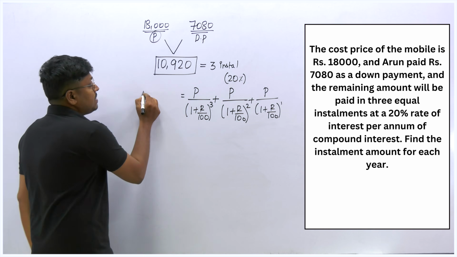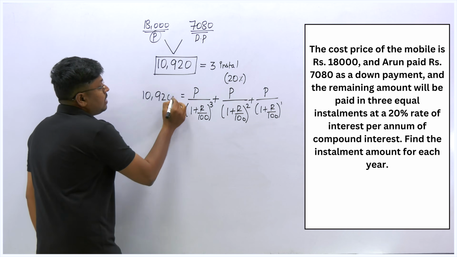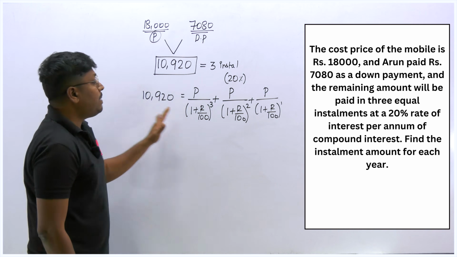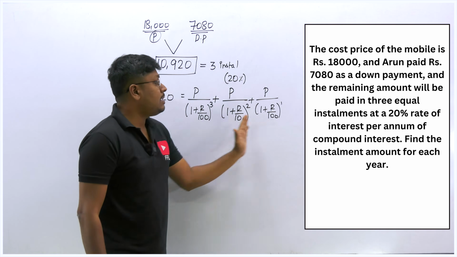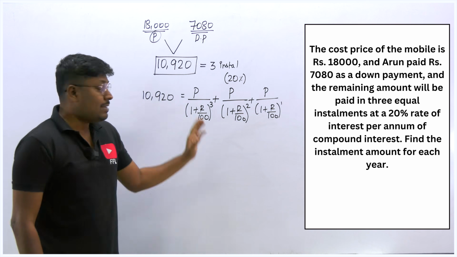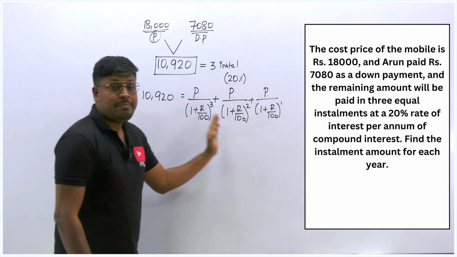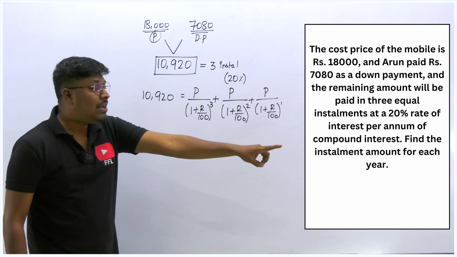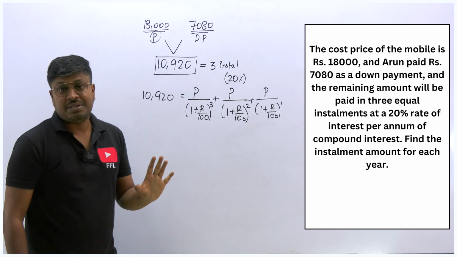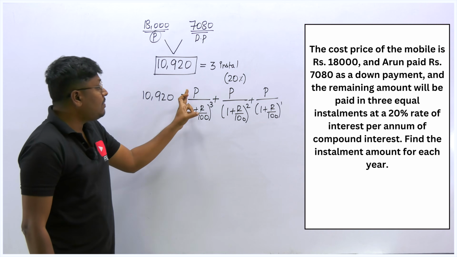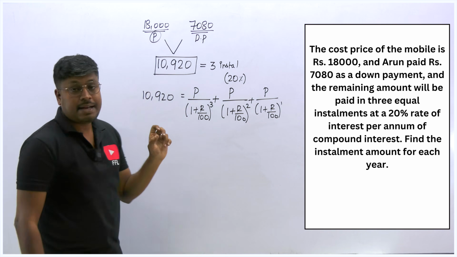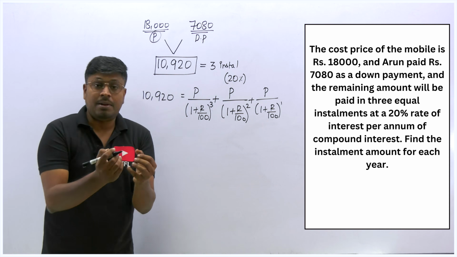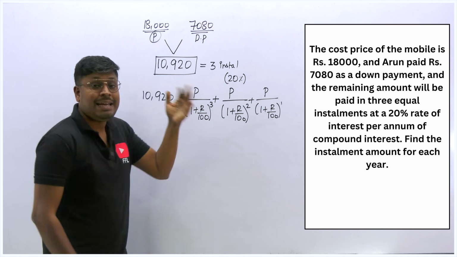The amount that needs to be paid is 10,920, in 3 installments, right? Each installment is at 20% per annum, and all 3 installments will be equal. All the values are given directly in the question. Do we know the principal? No, we can't apply the principal directly, because here the principal is the installment amount.